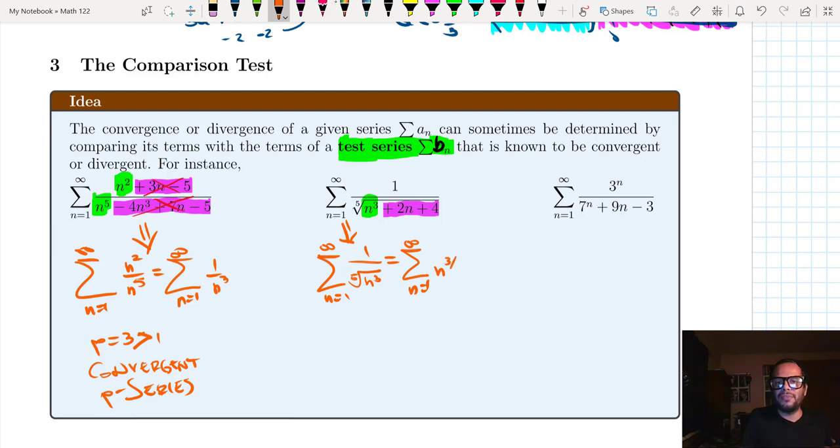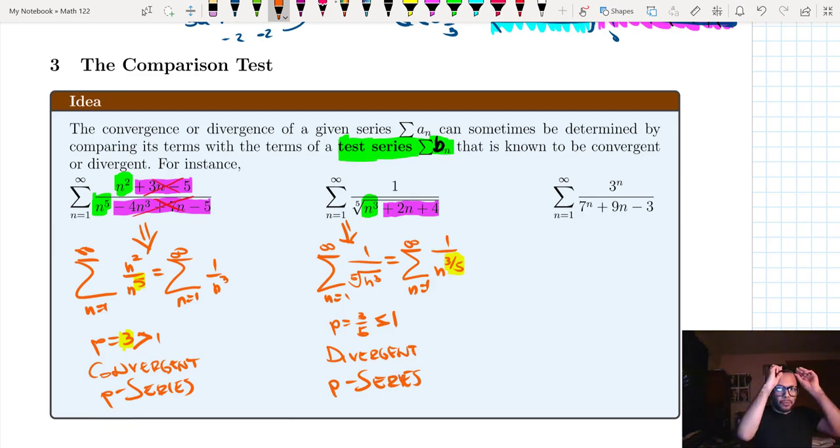That's n to the 3/5 under 1. And in this case, I have a P series with P equals 3/5, which happens to be less than or equal to 1. And by that criterion, we know this is a divergent P series. Okay, so this is just a preparation for what we're doing on the actual comparison. But first, let's look at this last one.